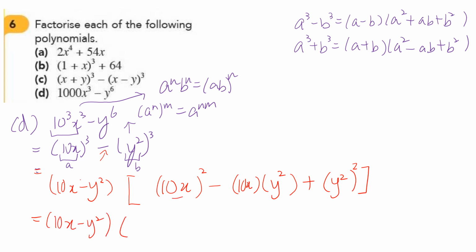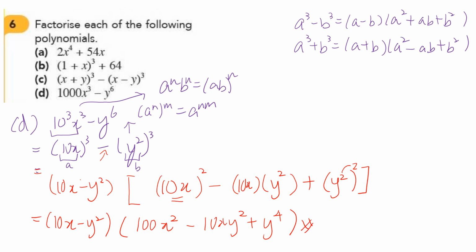So this one means 10x times 10x. 10x times 10x will be 10 times 10, 100, x times x, x squared. This one will be 10x y squared. This will be 2 times 2, 4, y to the power of 4. Okay, that's it. Let's check our answer to see if it's correct.